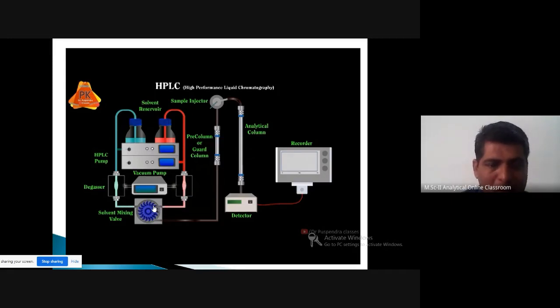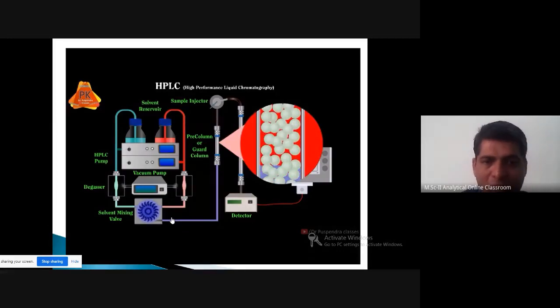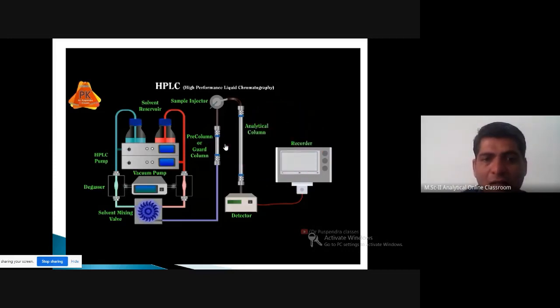Now here both liquids come from the reservoir and mixing is going on. After mixing it will pass through, and at this mixing we can set the value, so you can mix in different proportions, for example 10-15 or 15-20 proportion. Now this is the guard column or pre column, which takes the insoluble particles present in the solvent, so pure solvent will pass through this system. Now the injector: here sample injection takes place and it passes through. So this is the working of the HPLC.